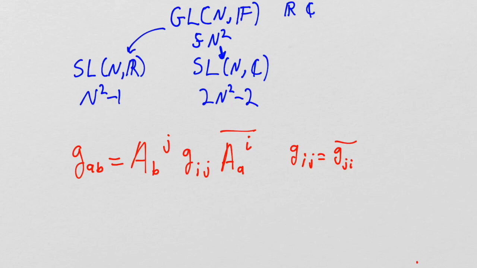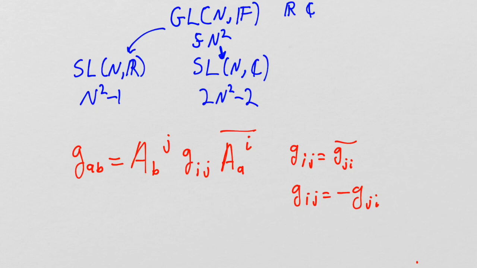And those restrictions look like this. The metric transforms, given A is a member of the general linear group, this way for the sesquilinear case. And the metric is presumed to be Hermitian symmetric for the sesquilinear case, and in the bilinear antisymmetric case, it's Gij equals minus Gji, and there's no bar.